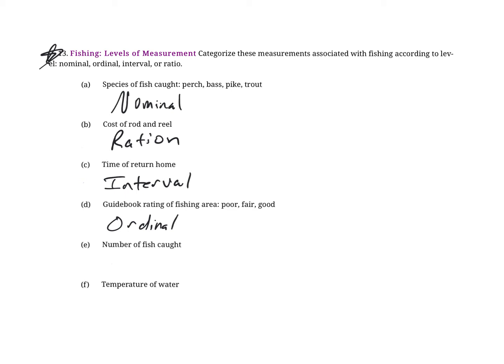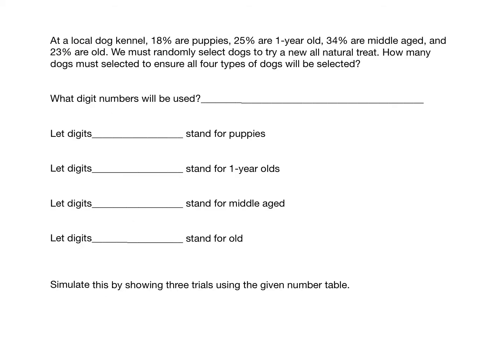Number of fish caught. Ratio. I caught half as many as you. I caught 7 more than you. And temperature of water? Interval. Good. This will give you an example of each. You will have levels. And now the last question on your quiz.